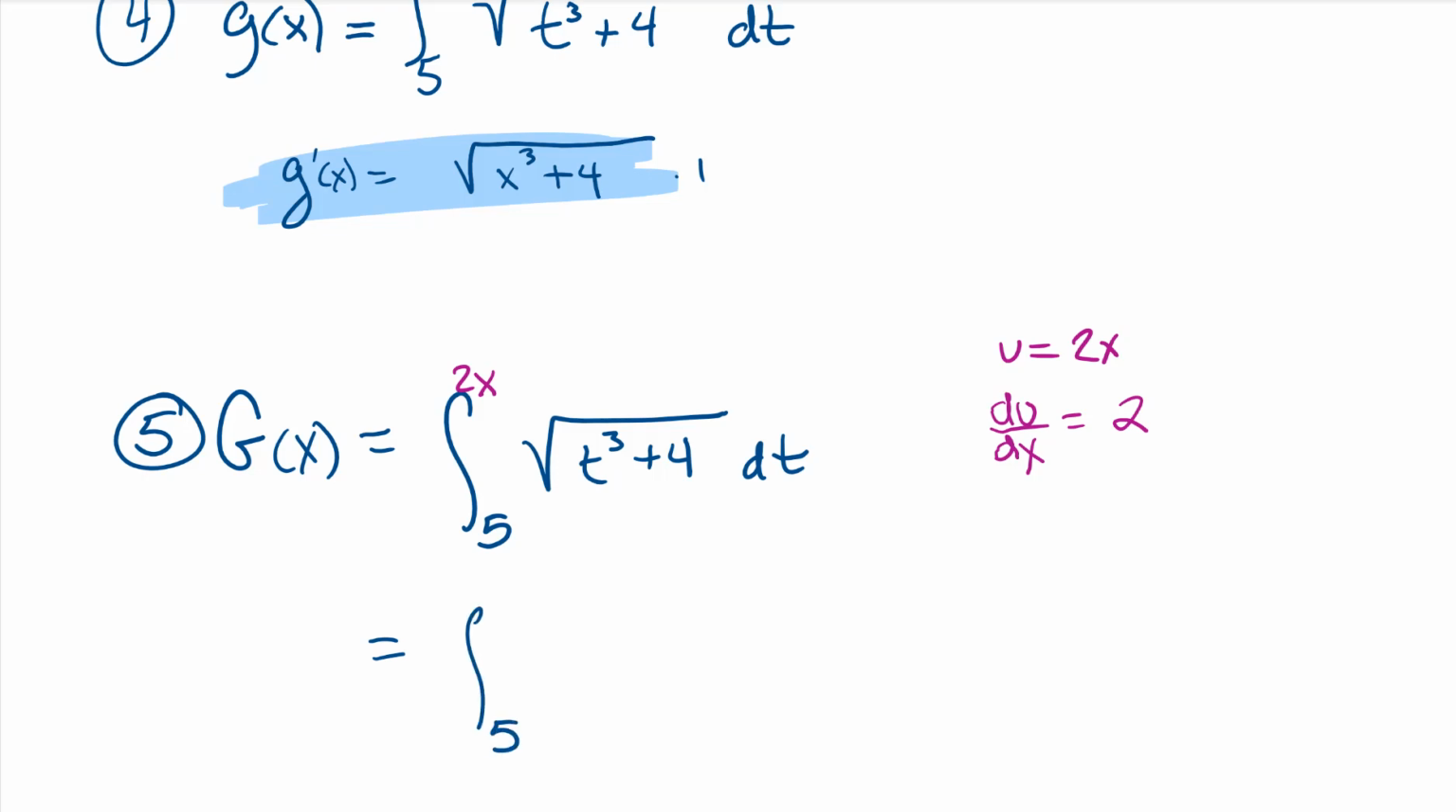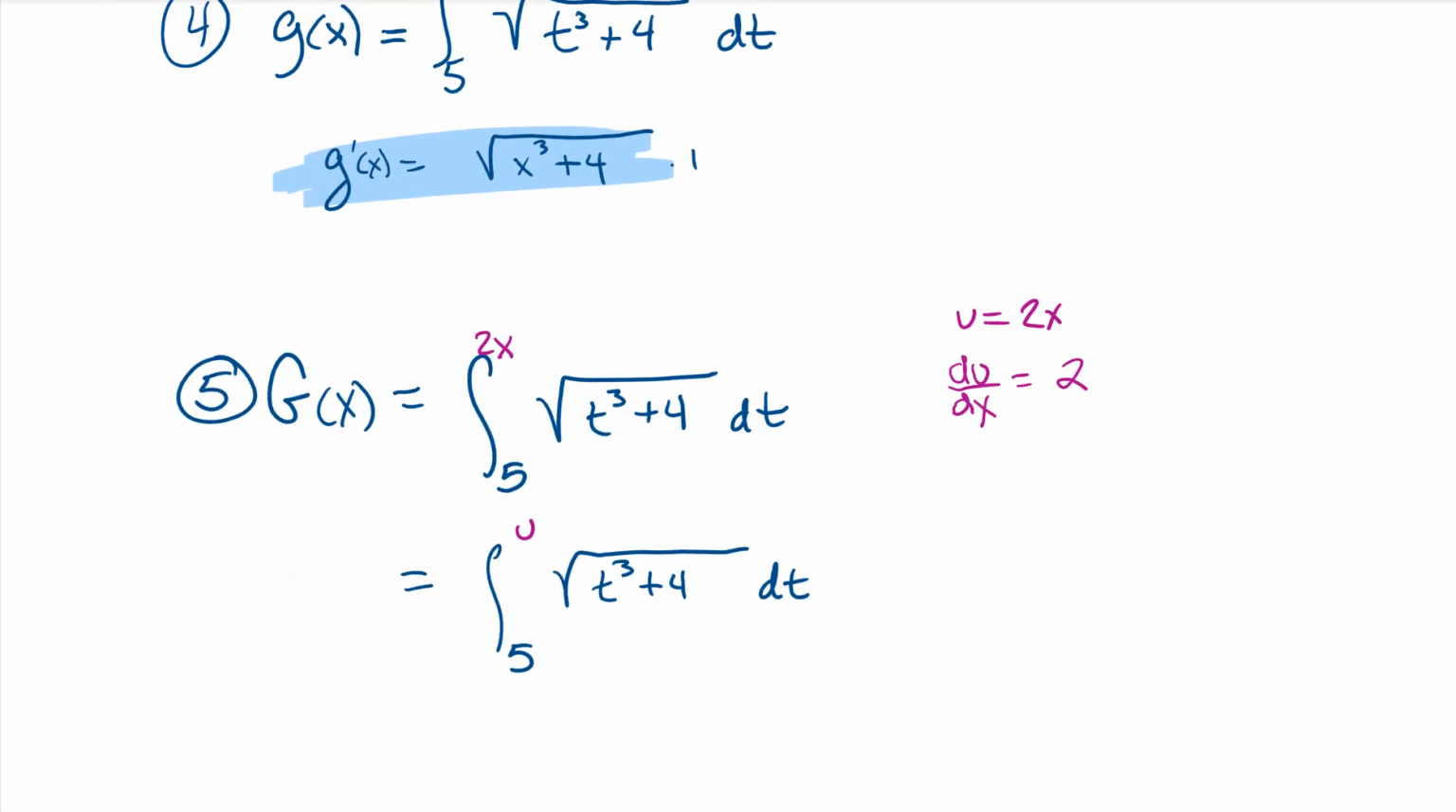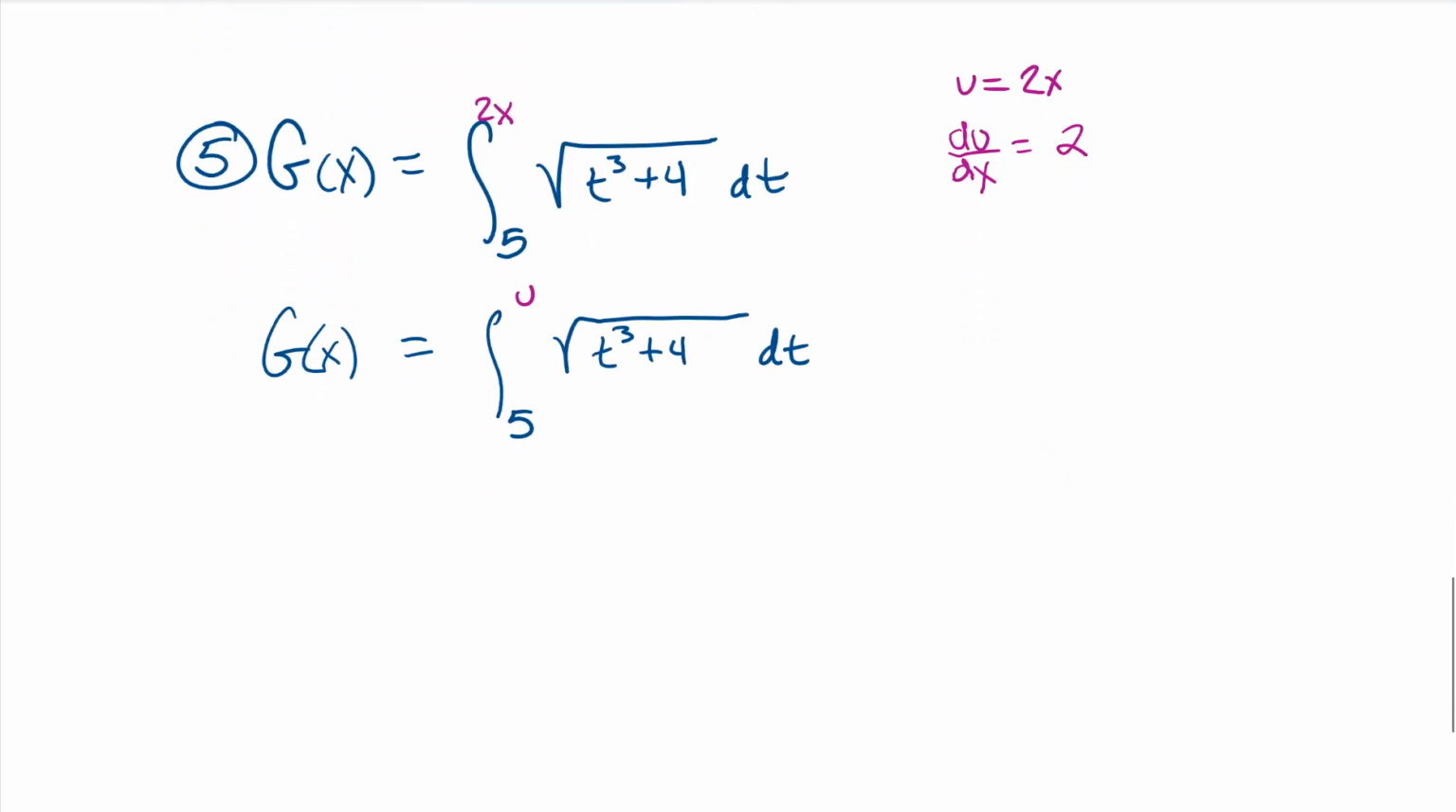Five up to 2, and now we're not going to call it 2x, but we'll call it u. All right, everything stays the same. This is a t, and that's a 4, and that's a dt. It's nothing to do with that. But we now need to go find g prime of x.